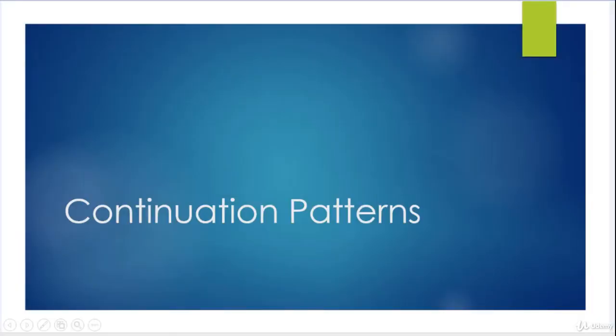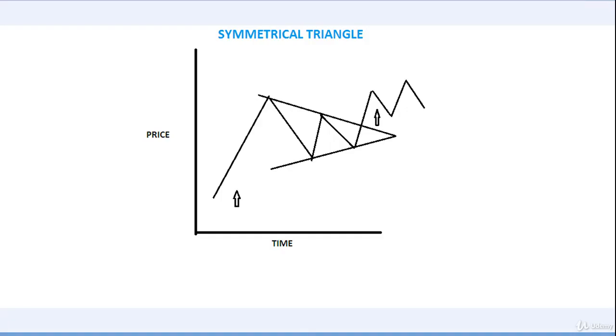In this part, we will learn and understand about the continuation patterns. Continuation patterns indicate a pause in the trend and signal the continuation of the established trend. The first continuation pattern is the symmetrical triangle. This pattern can be found in both uptrend and downtrend.